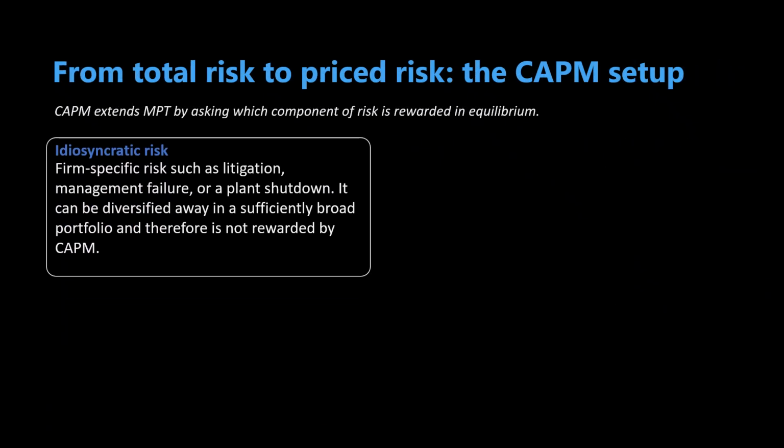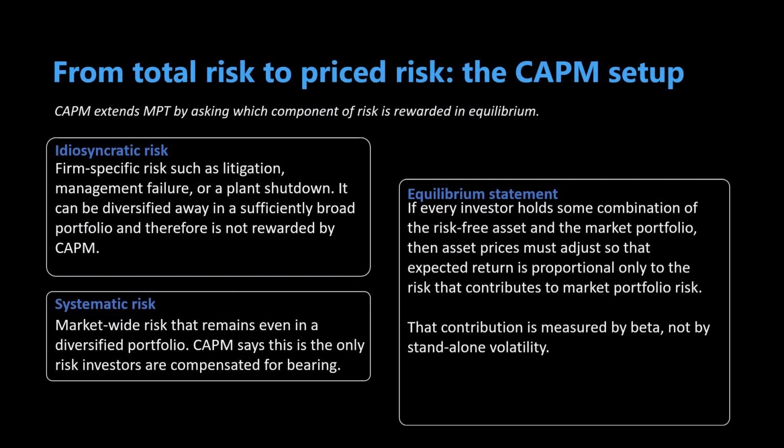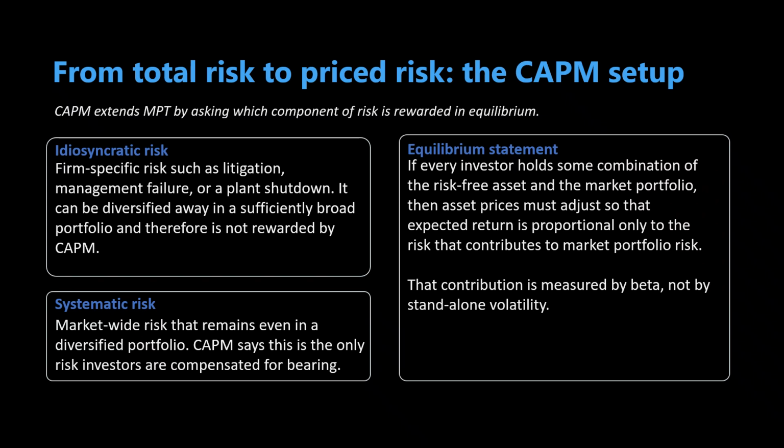We now make the transition from MPT to the capital asset pricing model, CAPM. CAPM extends MPT by asking a deeper question. In equilibrium, which components of risk are actually rewarded by the market? The CAPM framework begins with the decomposition of total asset risk into two components.